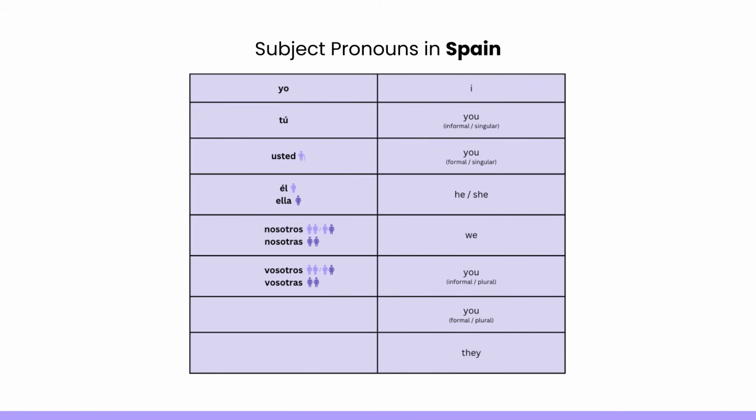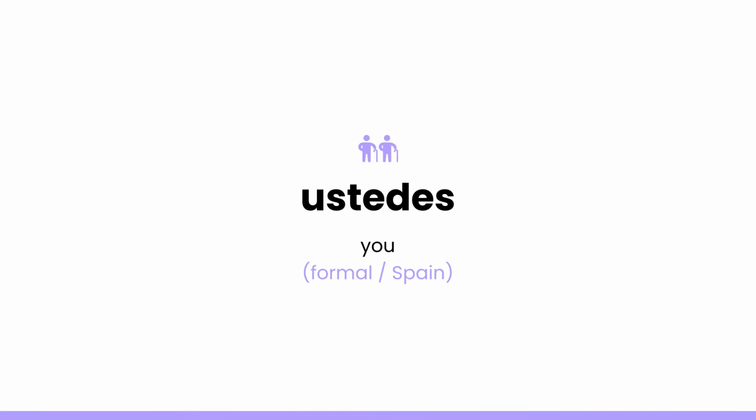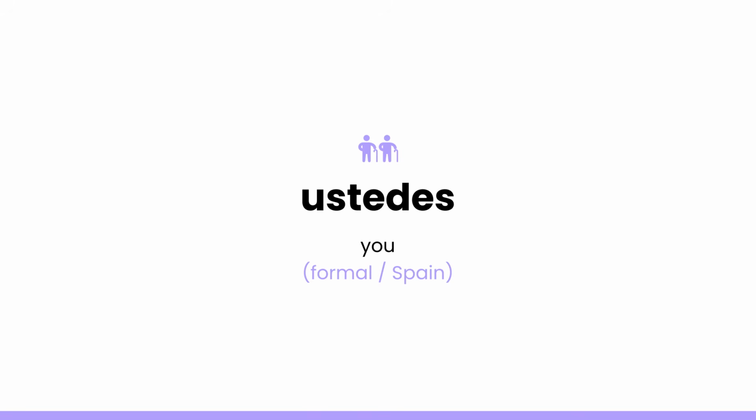Alright, so then the next subject pronoun, which is ustedes. Now, ustedes can actually mean two different things depending on which country you're in. Ustedes in Spain means you, multiple people, in a formal situation. So you would use this, for example, if you were talking to an elderly person. You would say ustedes. However, as I just said, in countries that are not Spain itself, for example, in Latin America, ustedes can also be used to say you informal, both for masculine and feminine groups.